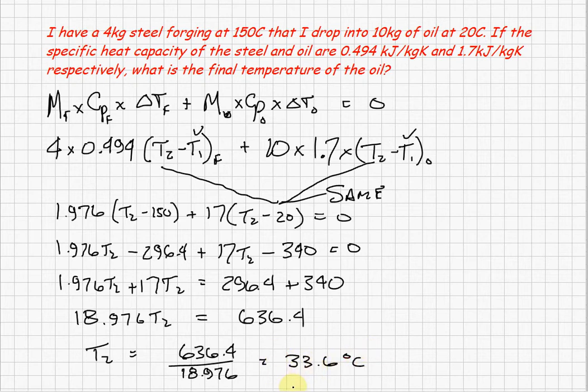So I know my final temperature of the oil and the forging are 33.6 degrees C. That's two simple calorimetry calculations that you can do.